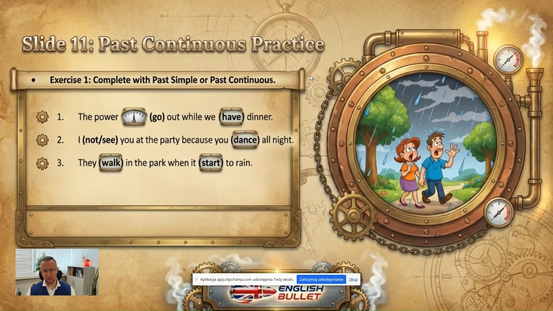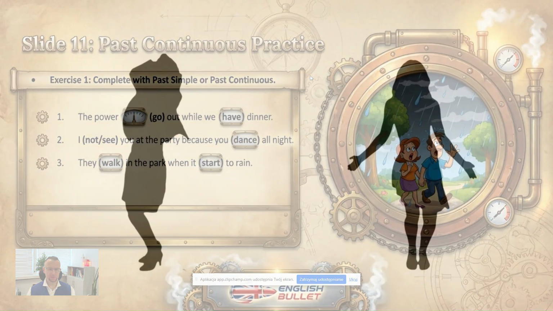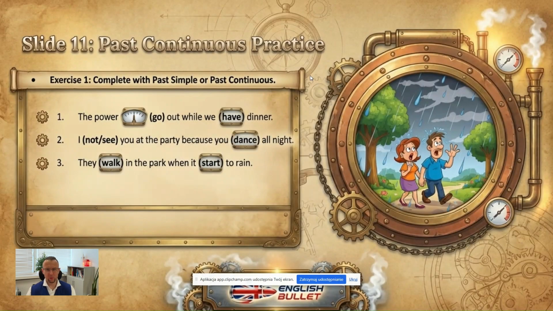And the second one, I not see you at the party because you dance all night. I didn't see you at the party because you were dancing all night. The dancing activity was much longer. It lasted all night. So I came to the party, for instance, at 10 p.m. I entered the room and I couldn't see you because you were dancing all night. Your dancing activity was in progress, was happening for a long time.